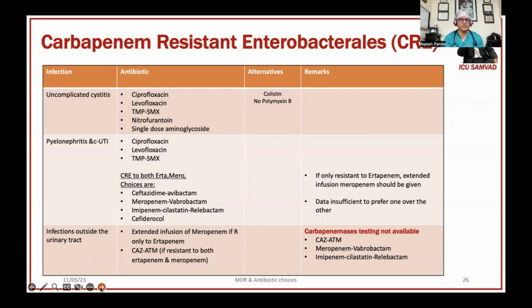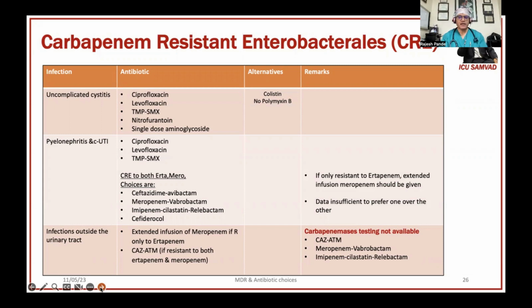For pyelonephritis and complicated UTI, again cipro, levo, trimethoprim-sulfamethoxazole. If the CRE is resistant to both ertapenem and meropenem, then the choices are ceftazidime-avibactam, the new BLBLIs meropenem-vaborbactam, imipenem-cilastatin-relebactam, and cefiderocol. Out of all these, only ceftazidime-avibactam is available in India.